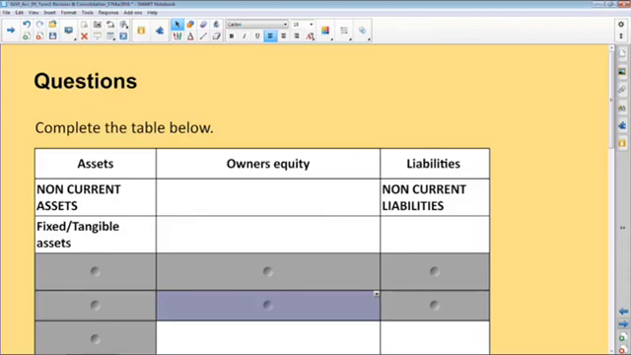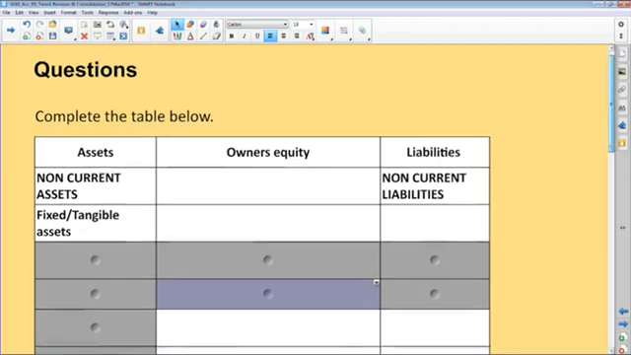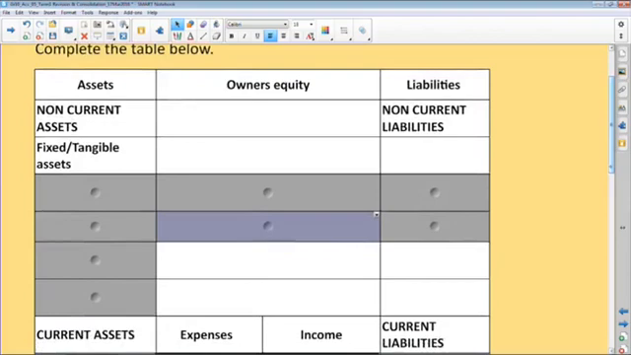So we have 3 main things in accounting. We have your assets, we have owner's equity, and we have liabilities. Now, you can see that my table is a little bit incomplete and I hid a few things. So let's go and see what I would like you to quickly go and do. I would like you to complete this table.